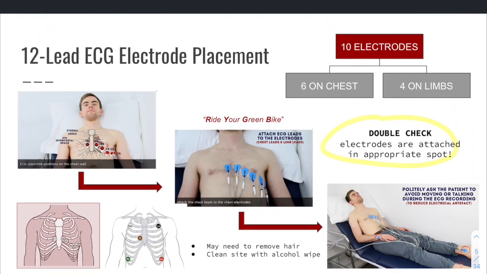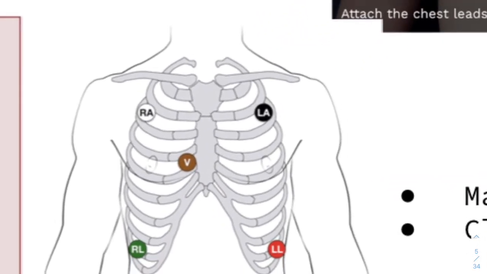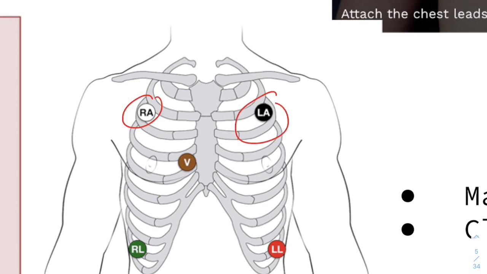This is the ideal, but you don't always get to. If you're in A&E, for instance, you might need quick placement, but you do need your limb leads. So you can use this modified Mason-Likar placement for your right and left limb leads, and you'll just put them on the chest.